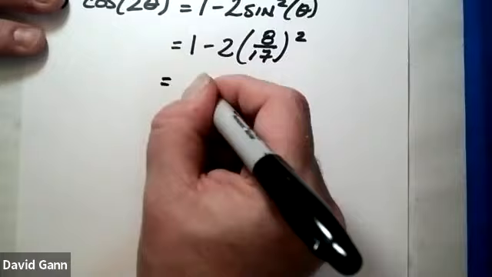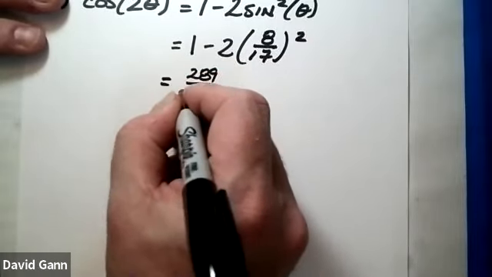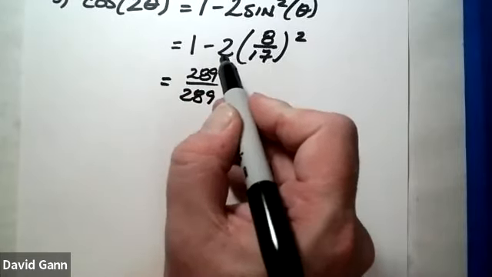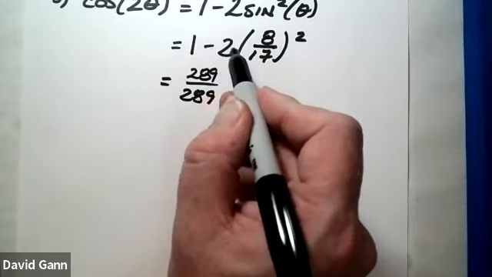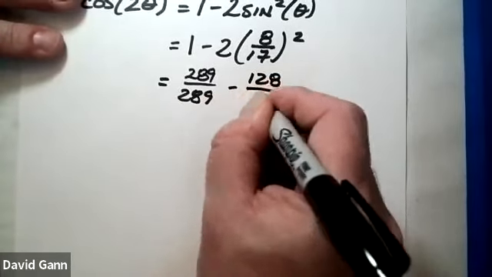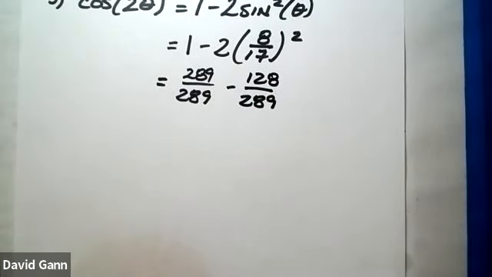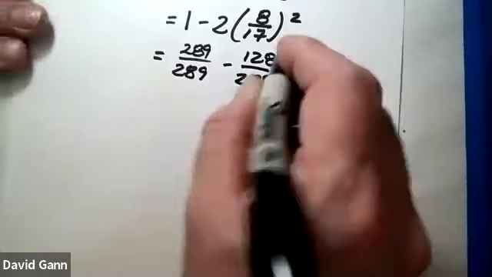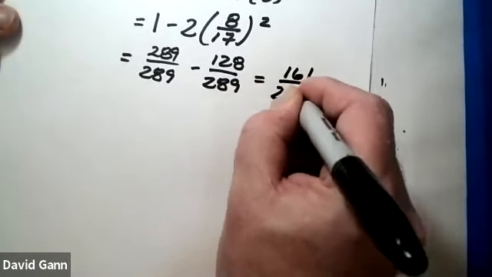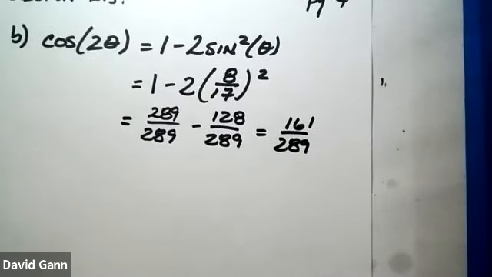So this becomes, since I'm going to have 289ths, I'll have 289 over 289. This is going to be 64 times 2 will be negative 128 over 289, which results in 161 over 289. So there's your cosine of 2 theta.